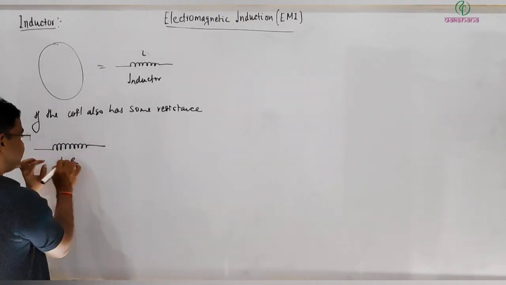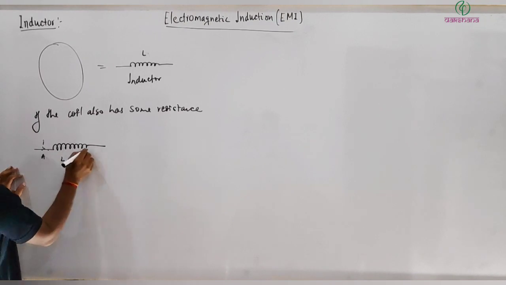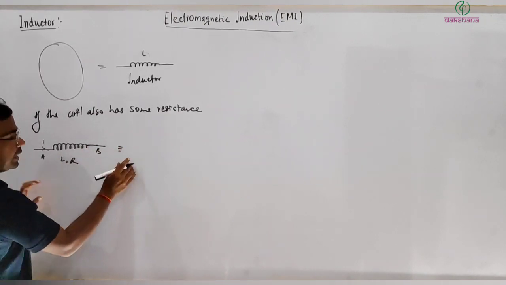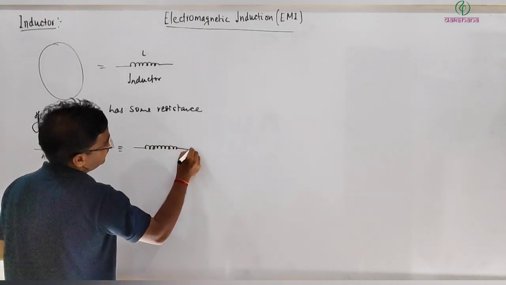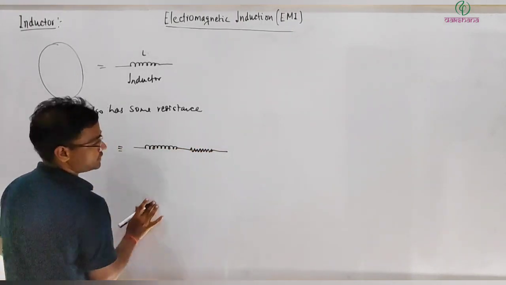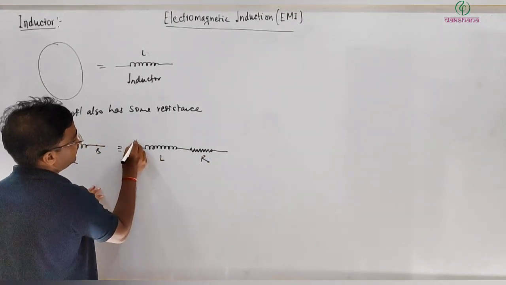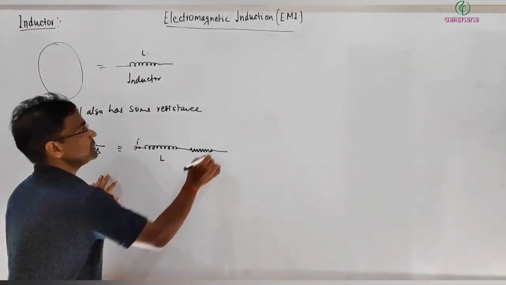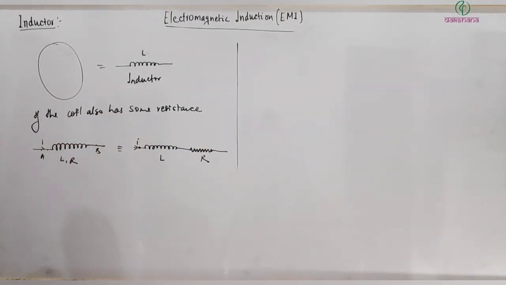We better write the current I. This is A and B. So equivalently you can write basically an inductor and a resistance in series. So R, L, and this is current I. So that is if it is having some resistance also. Let me just show you one thing actually.